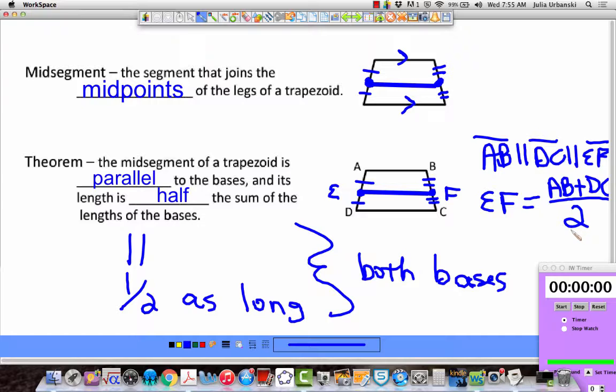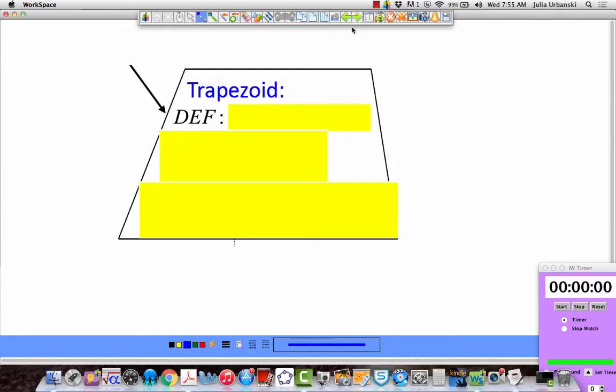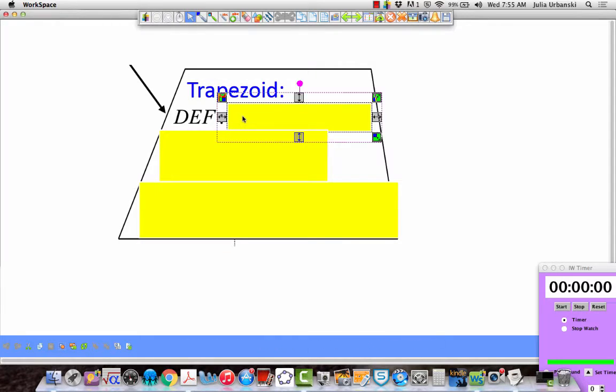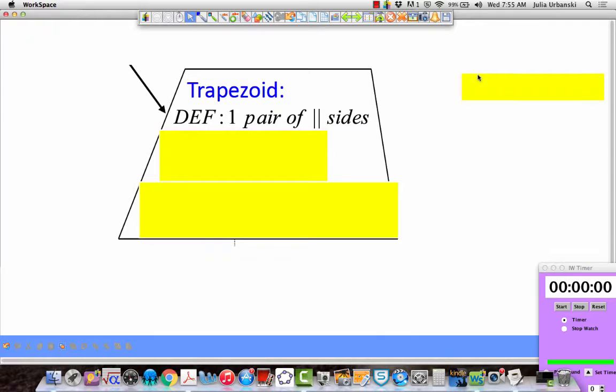All right, so now let's look at isosceles. Go ahead and turn to your charts and let's fill this one in before we do the isosceles. So, what makes a trapezoid a trapezoid? One pair of parallel sides. Hey, you guys, are you focused over there? We're in the middle of notes. Get these notes down, and then you can talk while you're doing independent work.